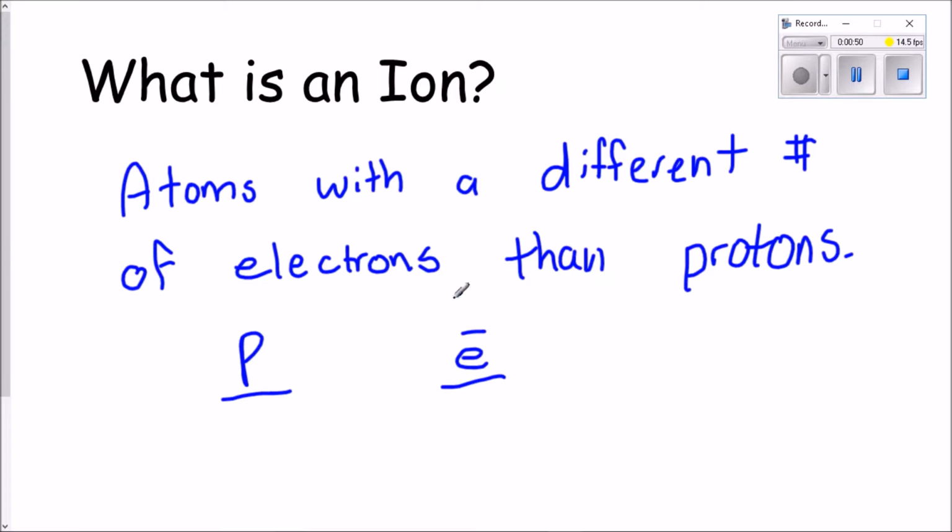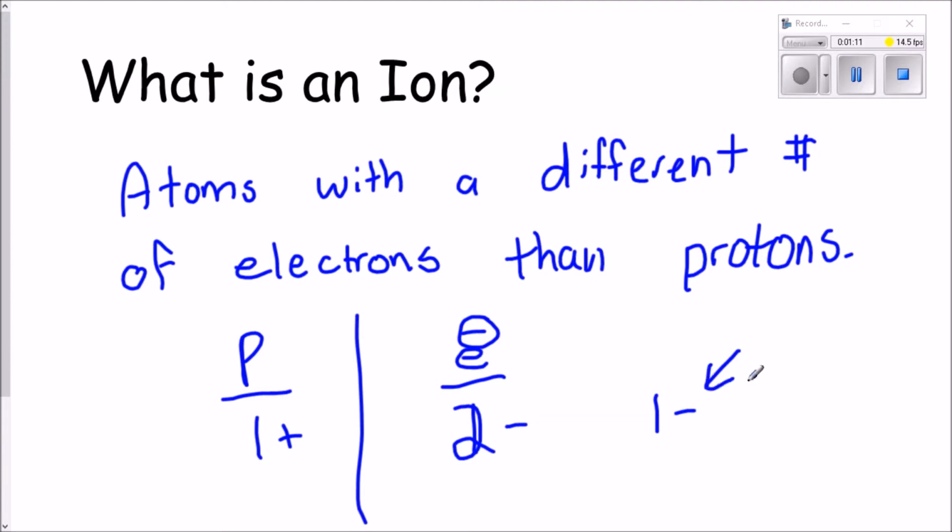So this column here is going to represent protons, this column here is going to represent electrons. If you have 1 proton and 1 electron, you have no charge. If we add another electron, recall that this little charge here means it's negative. I now have 1 plus and 2 negative. That means my overall charge is going to be negative. We call negatively charged atoms anions. Okay, so when you are negative, you are a special type of ion called an anion.